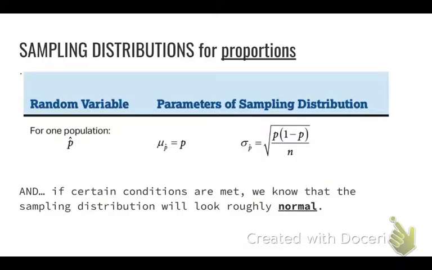So in Chapter 18, we started with proportions. Again, your random variable for one population is p hat. Your parameters: mu of p hat is equal to p, and sigma of p hat is equal to the square root of pq all over n. Those are directly pulled off of the AP formula sheet, so those will be given to you. You don't need to have them memorized. And if certain conditions are met, we know that the sampling distribution will look roughly normal. The sampling distribution, not the population distribution.